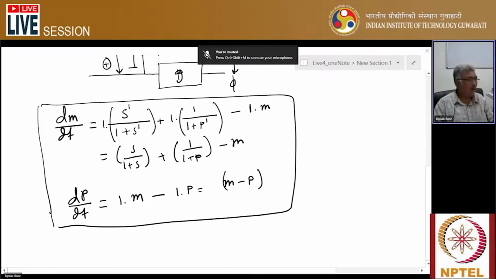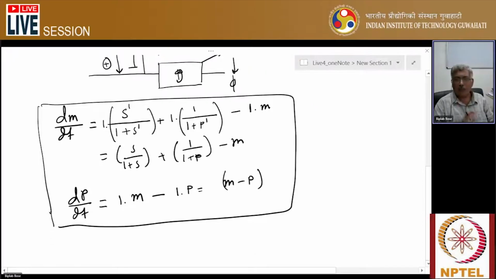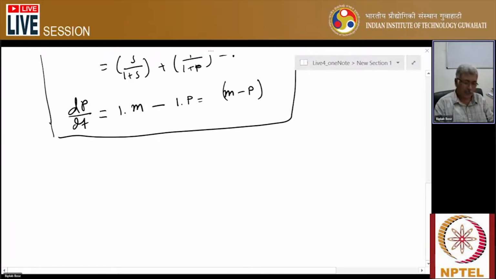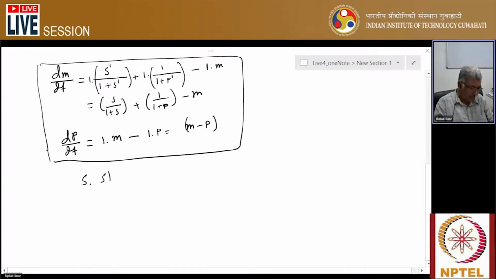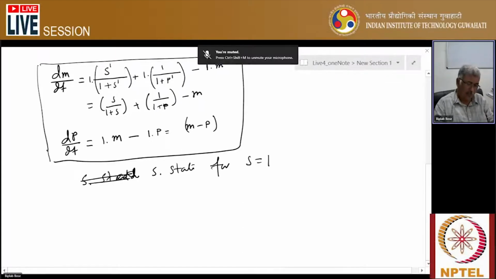So now this is my model. Now comes the second part. Before I go into the second part, does anybody have any question here? I hope if you are following, then you should be able to write down a simple model like this for yourself also. Okay, so if there is no question, let me move to the second part of the question. I have to calculate the steady state value for S equal to 1, right?